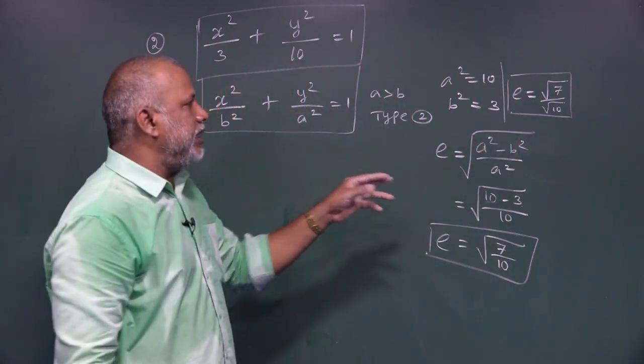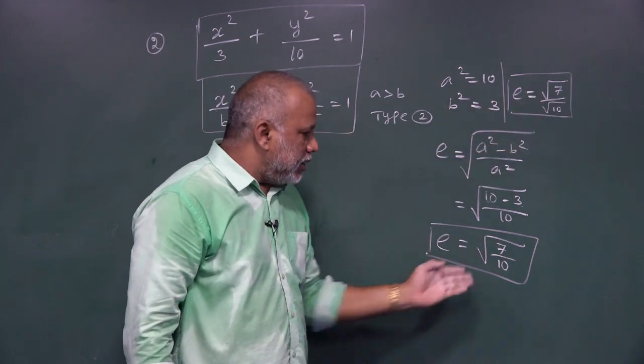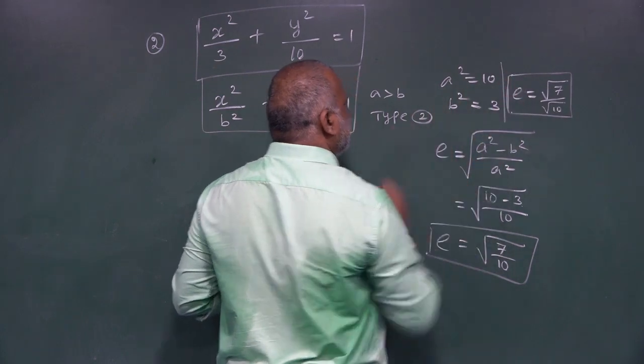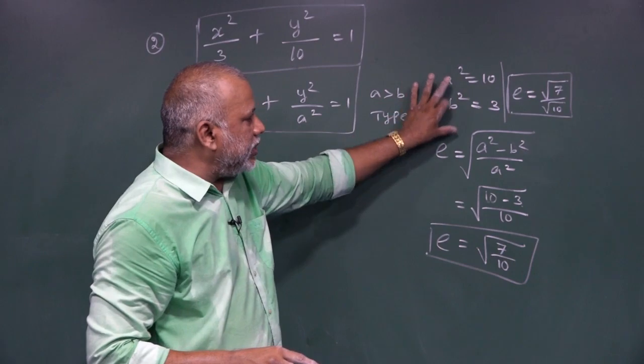So a squared equal to 10, b squared equal to 3, e equal to root 7 divided by root 10. Root of 7 by 10, I am writing as per convenient. It is a convenient rule. So we justified type 2. Then we worked out a squared, b squared, e.